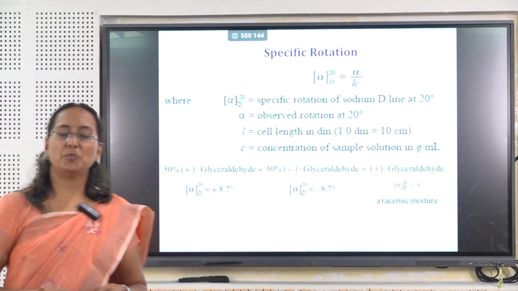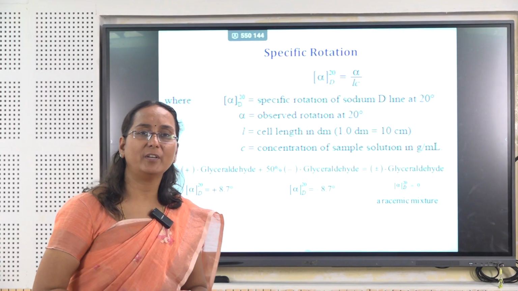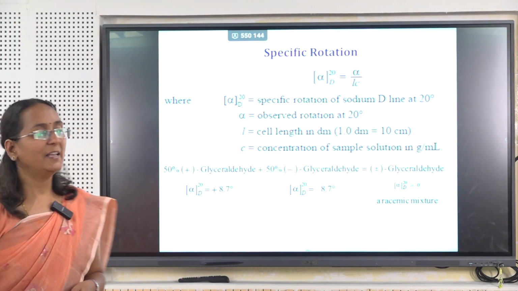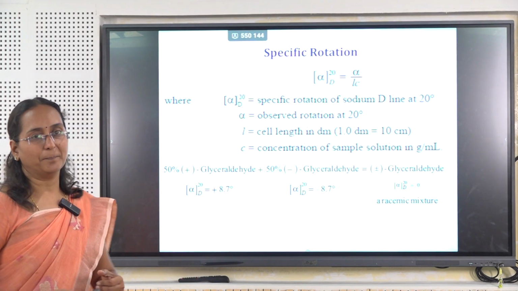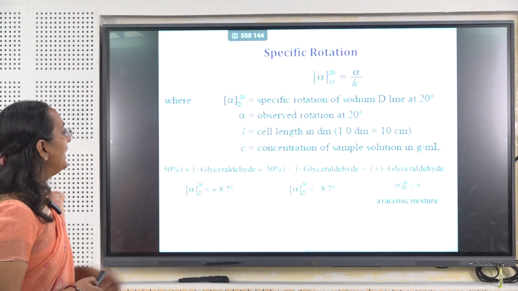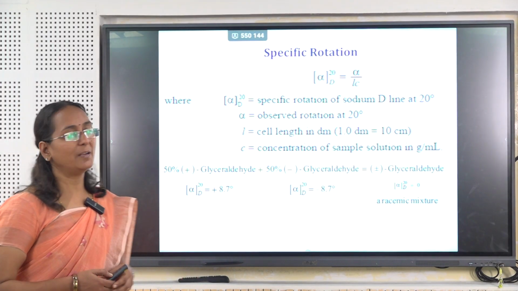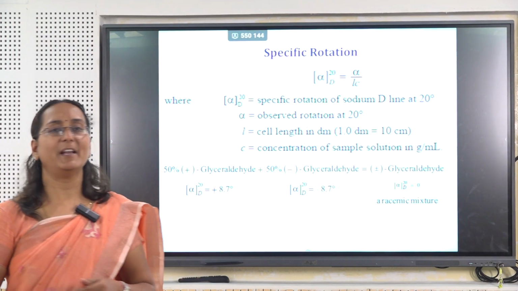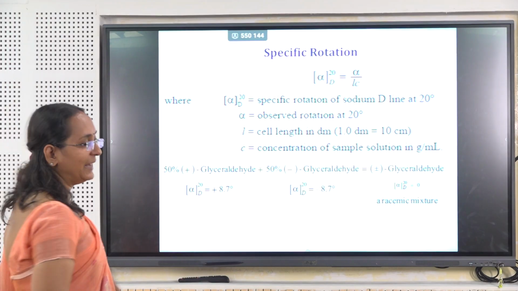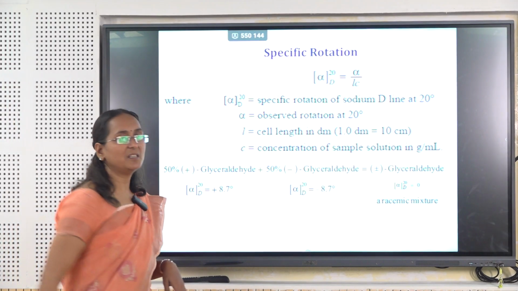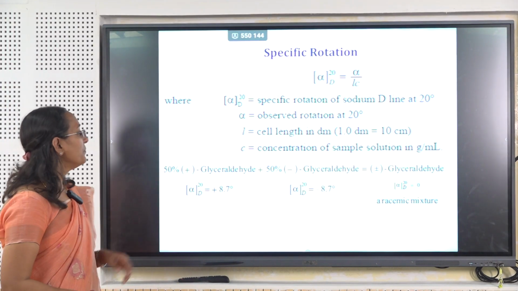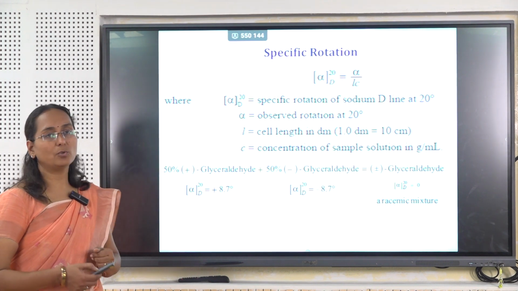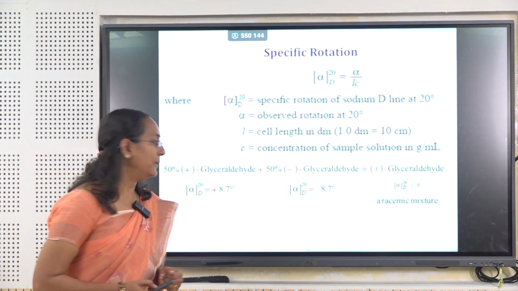Now this is the specific rotation, which is denoted by [alpha]D20 is equal to alpha upon LC. This [alpha]D20 is the specific rotation for the sodium D line at 20 degrees, alpha is the observed rotation at 20 degrees, and L is the cell length in decimeters, and 1 decimeter is equal to 10 centimeters. C is the concentration of the sample solution, which is in gram per ml.